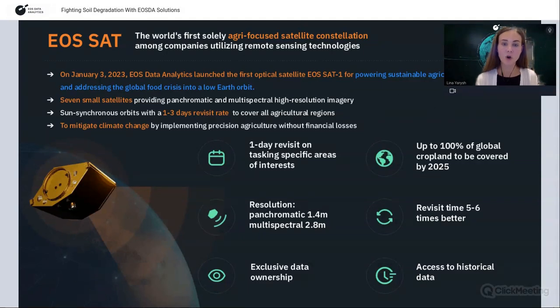Once all 7 satellites are in orbit by 2025, we expect to get 1-day revisit, and tasking will be available for specific areas of interest. The resolution is multispectral 3-meter and panchromatic 1.5. We will be providing exclusivity to selective partners over selective areas. This satellite will also be harmonized with Sentinel and Landsat, so if we want to do analysis or modeling that requires historical data, it will be possible using Landsat and Sentinel data.